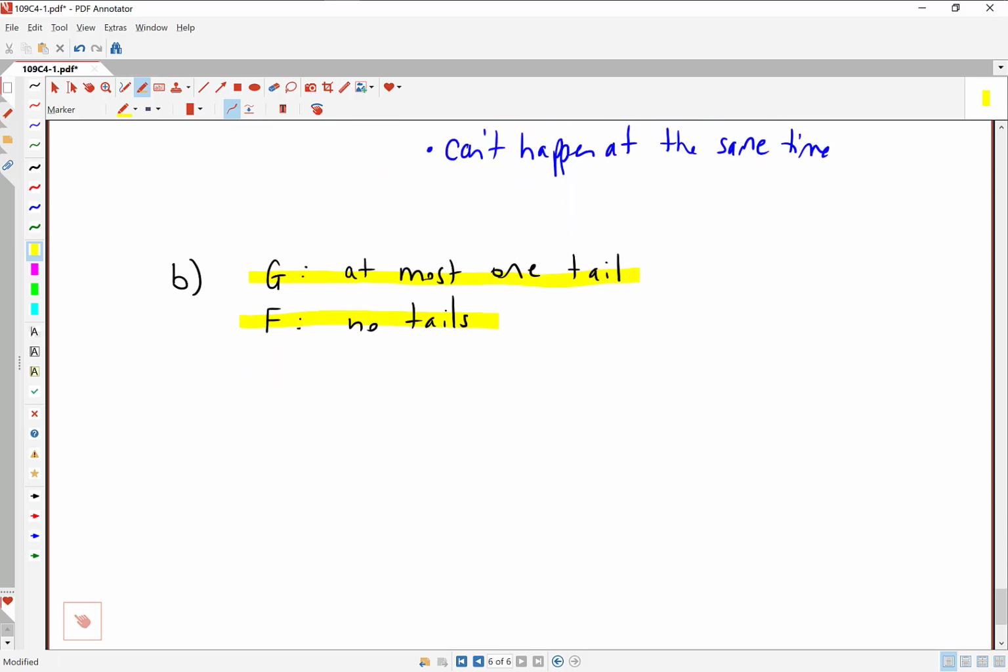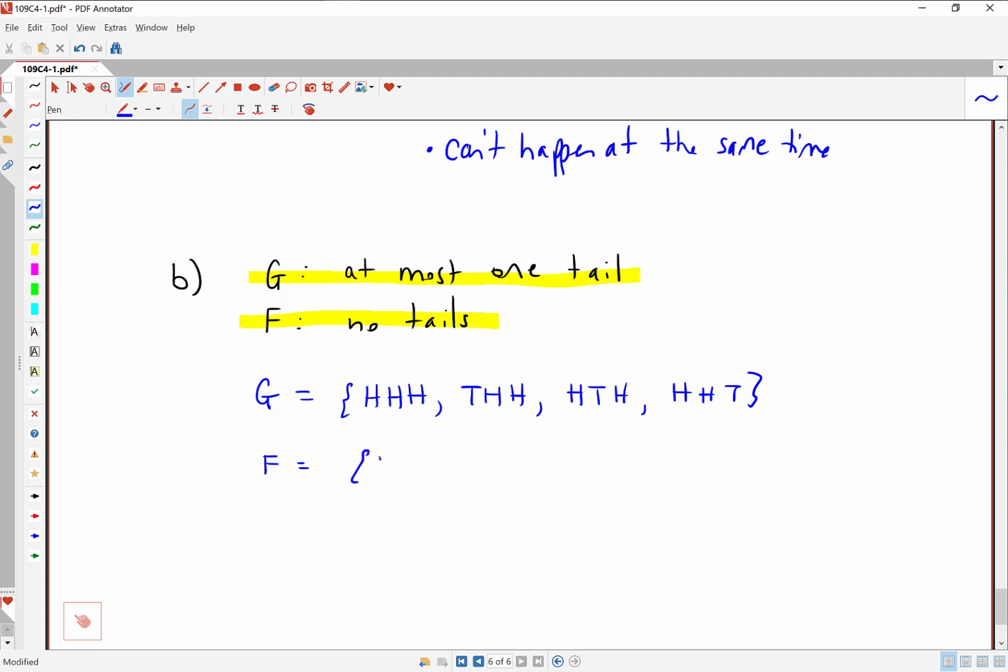So let's see if we can write out our sets G and F, and then we'll decide if they're mutually exclusive or not. So getting at most 1 tail. Okay, so that could mean no tails, or it can mean exactly 1 tail, in which case we would get to decide on which toss that tail comes up. So there would be 4 different outcomes in the event G. For the event F, getting no tails, there's just one thing that can happen. You would have to have all heads.